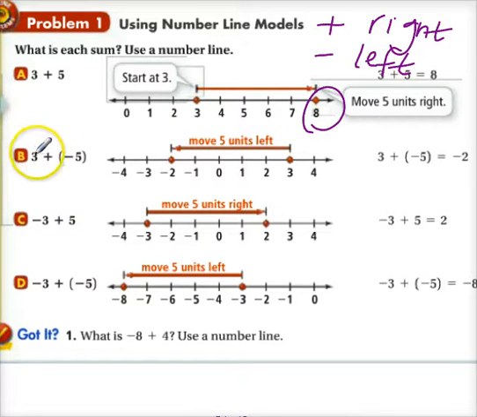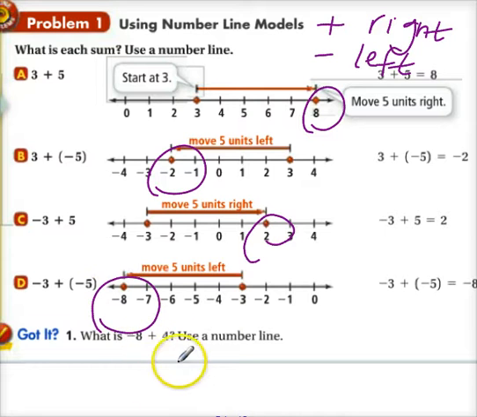Part B, start at 3. Since I'm adding a negative number, I'm going 5 units to the left, and that brings me to negative 2. Part C, start at negative 3, add a positive 5, we go to the right. We're at positive 2. Part D, start at negative 3 right here, and we're adding a negative 5, so you're moving left. You're even more negative, and you're at negative 8.